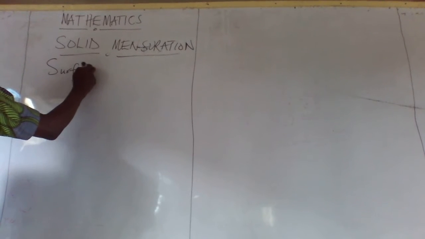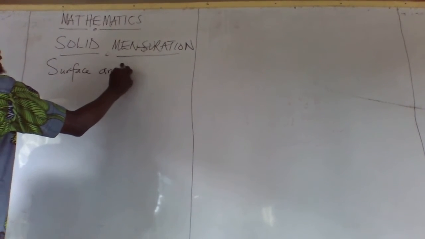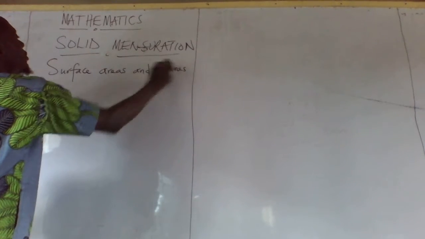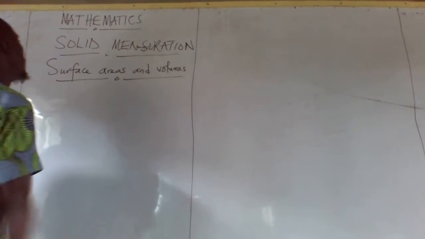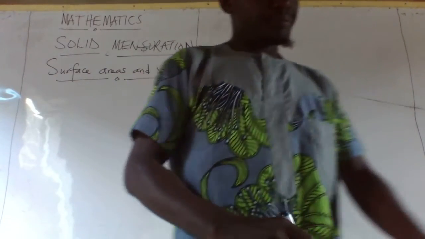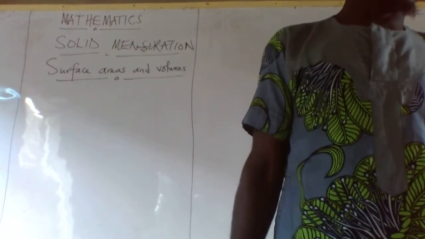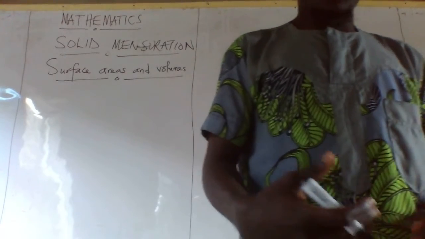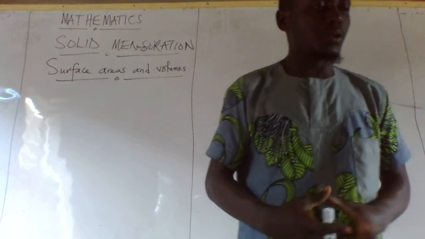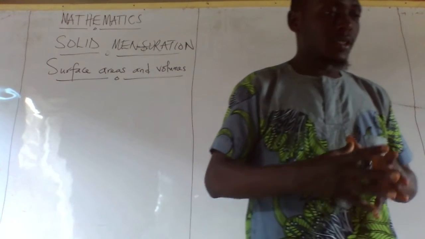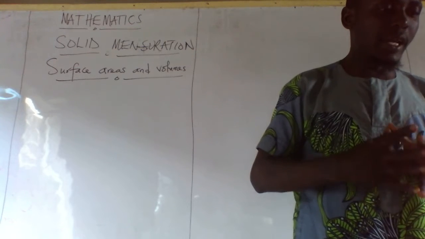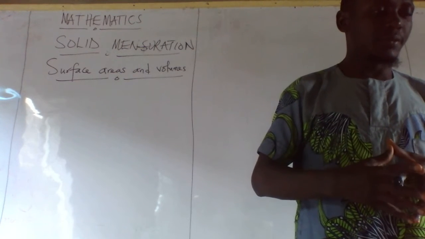Surface areas and volumes of some solid shapes. A solid figure is a shape whose sectional body cannot always be shown on a plane or flat surface.